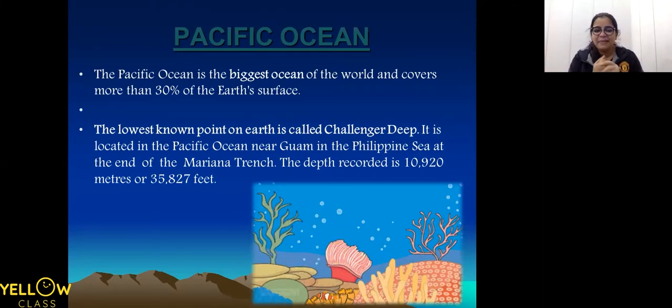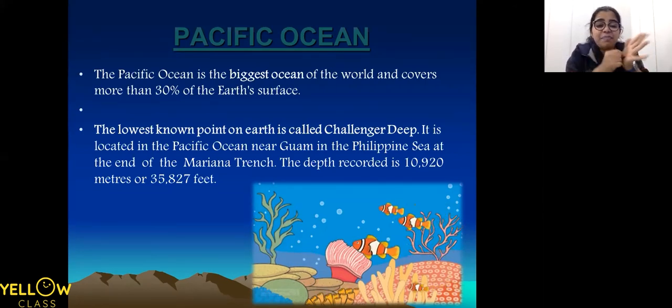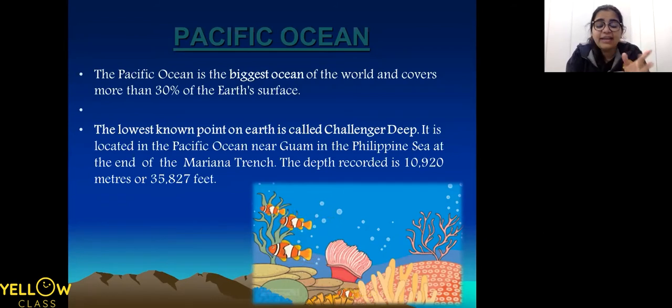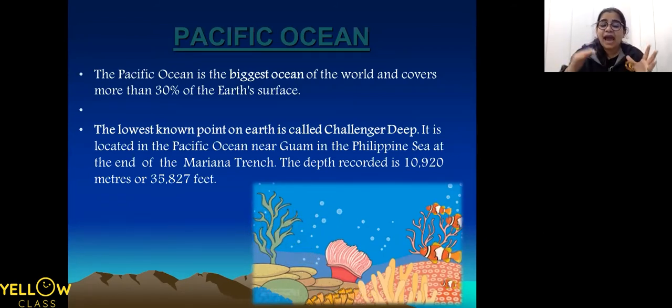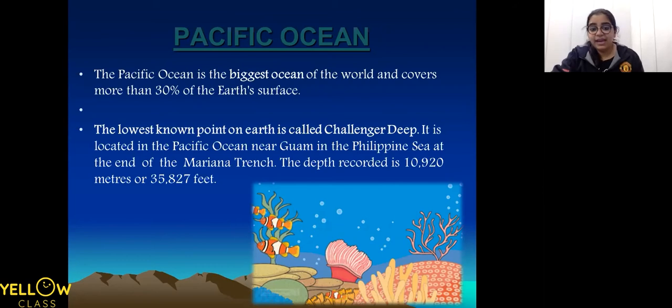All right. Now, a very interesting thing about the Pacific Ocean is that the lowest point on the earth is called Challenger Deep. Don't get confused. Don't say Mariana Trench. The end of Mariana Trench is Challenger Deep. That is the deepest, the lowest point. It is located in the Pacific Ocean and at the end of the Mariana Trench. And it is 35,827 feet below the ground level. Yes. Crazy. Whew, it is crazy, kids.